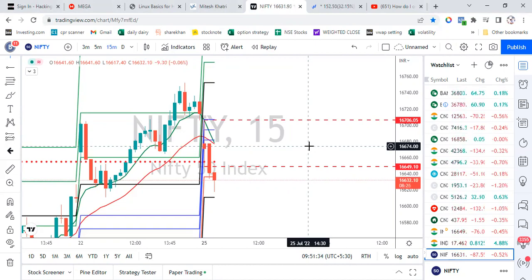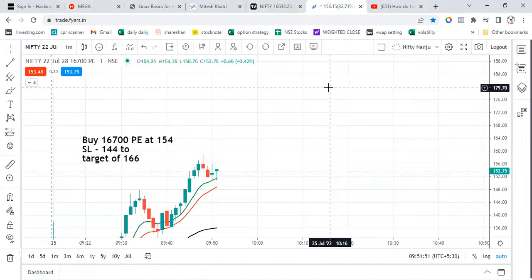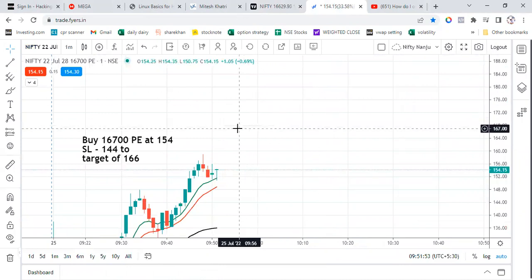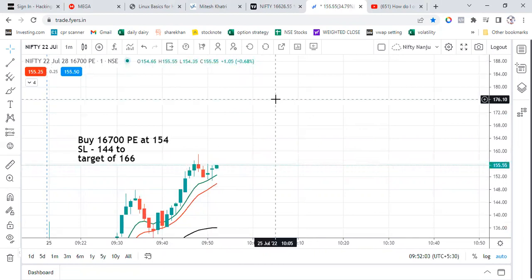Gradually Bank Nifty is going up. Bank Nifty moved by 40 points in a span of a minute. My stop loss is very clear. It's at 144. Very clear stop loss of 144.